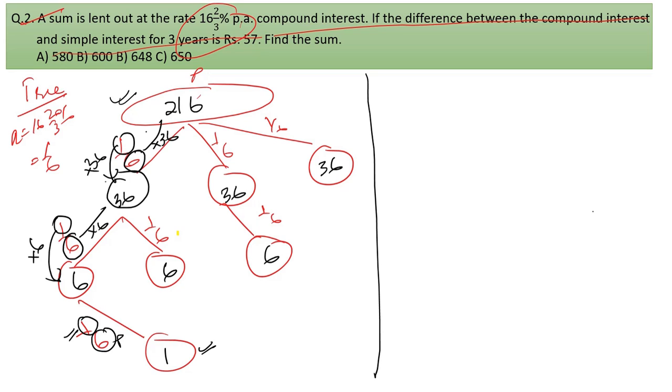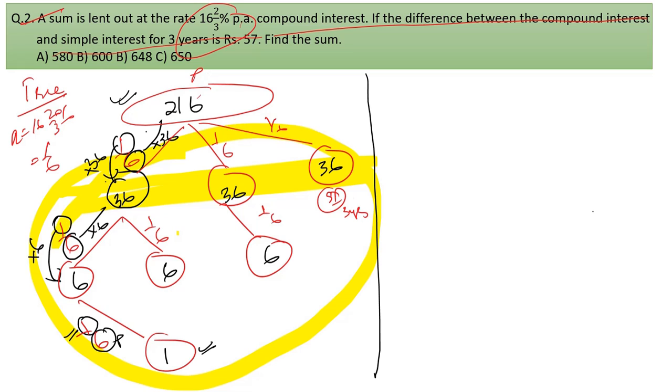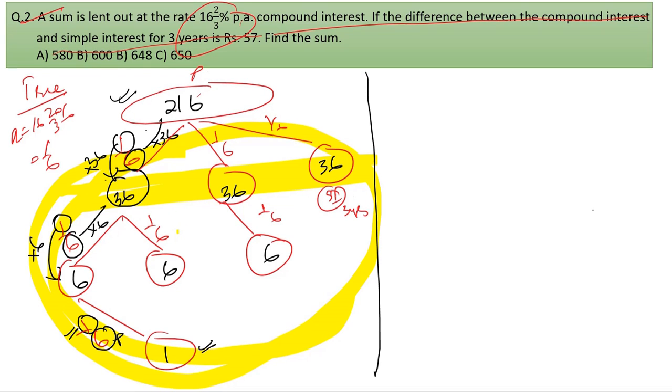The question says the difference between the compound interest and simple interest for 3 years is rupees 57. Friends, here we know that this 36, 36, 36 is for simple interest for 3 years, and this one is for compound interest for 3 years. So the difference between them will be this 6, 6 and 1. This 6, 6, 1 will be the difference between compound interest and simple interest for 3 years.